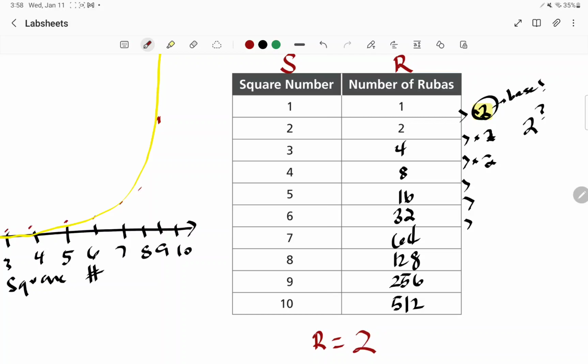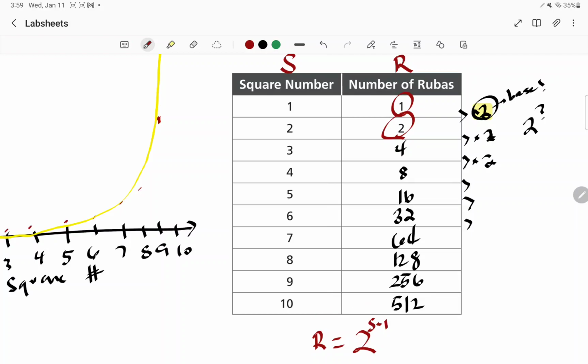So if you look at this, if we're on square 1, then we should have 1 ruba, but 2 to the first is not equal to 1. If we're on square 2, then 2 to the second should be equal to 2. If we're on square 3, 2 to the third should be 4, but that's not working out, right? So actually there's two different ways to think about this. Probably the easiest way is, well, you could just subtract 1. So it's the square that you're on minus 1.